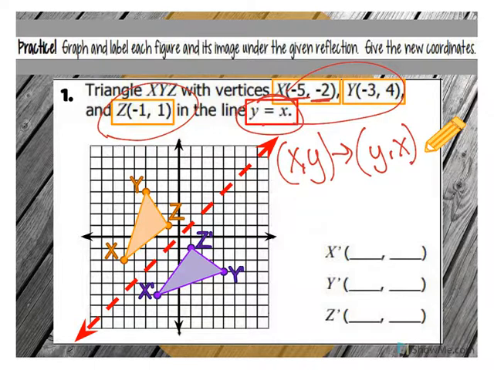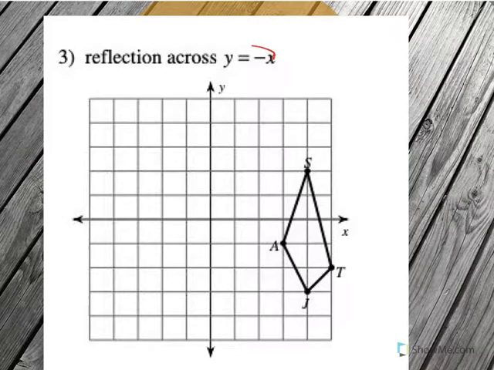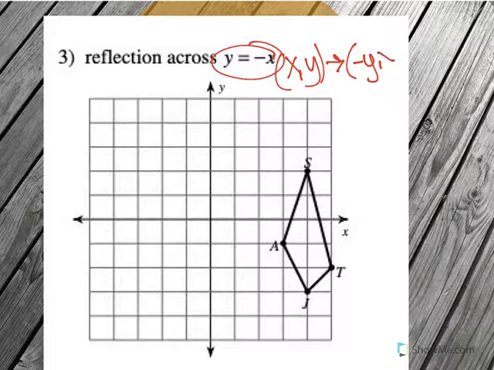So we just take -2, -5. We just switch places, that's it. 4, -3. 1, -1. Flip places, you're done. That's it. This is the easiest one, I think. Now, if we're flipping across y equals negative x, our rule is that we flip them and change the sign.